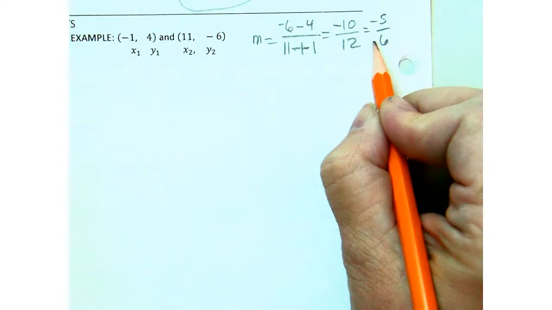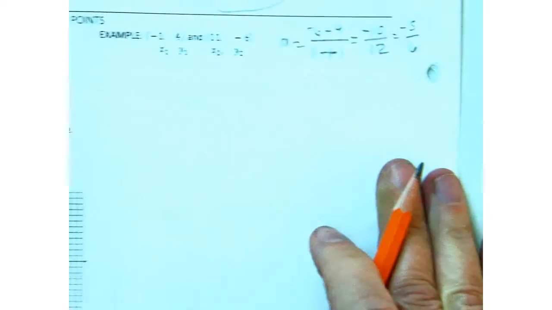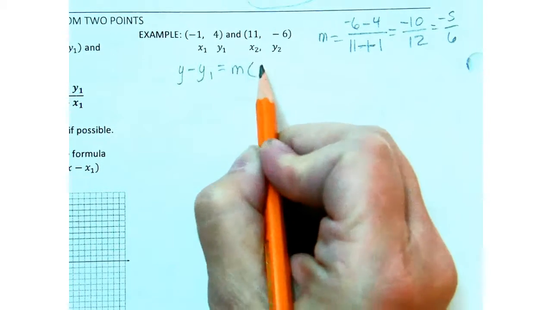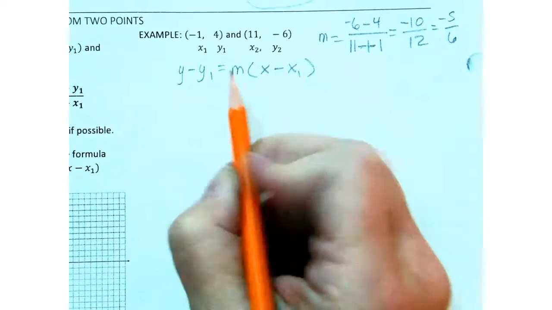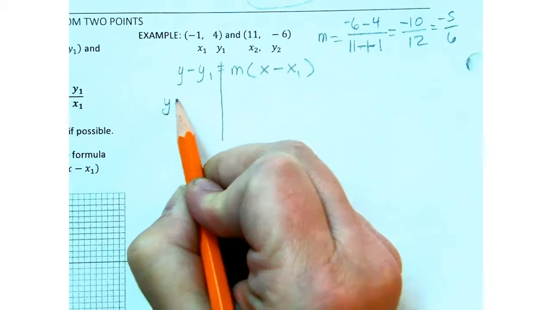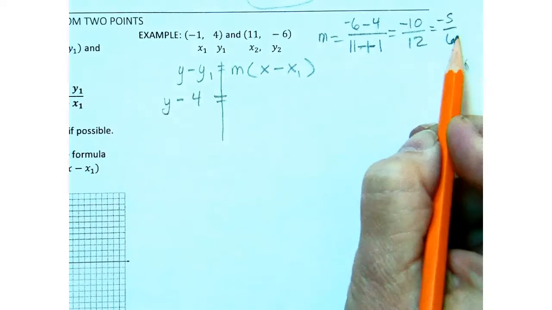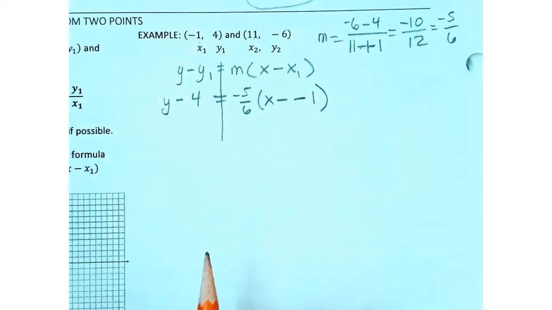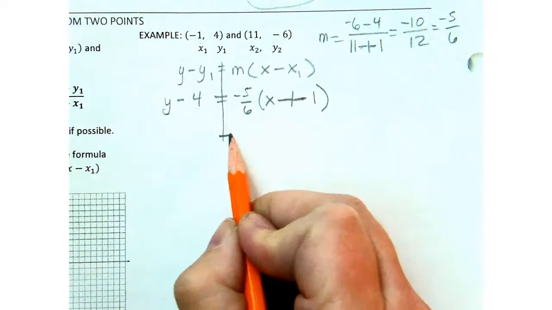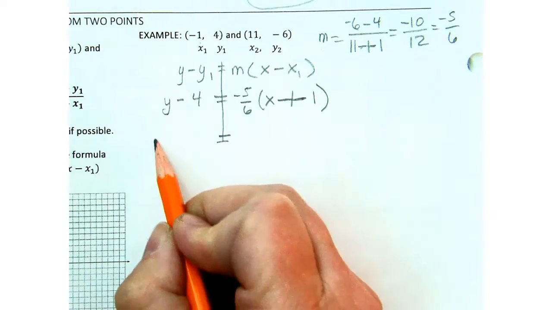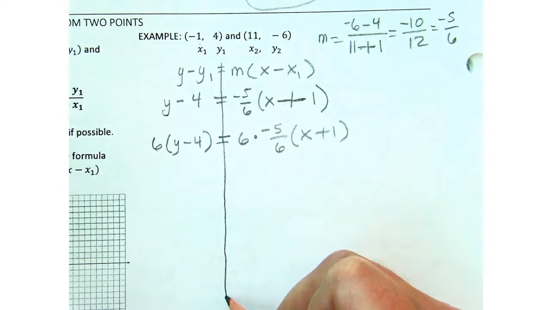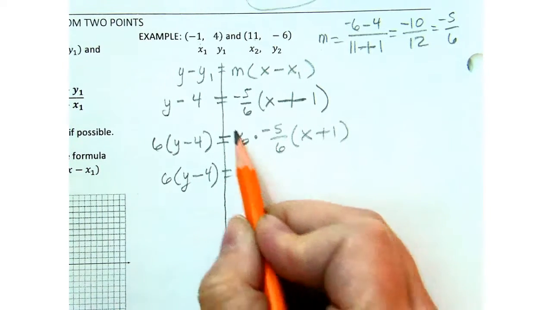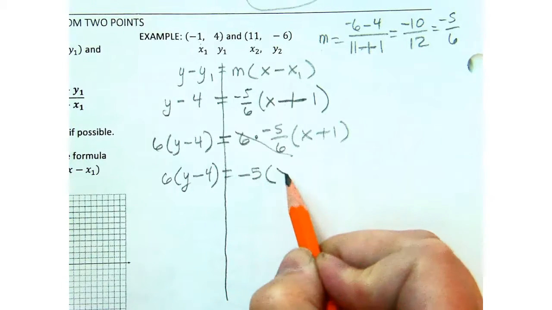We can now use this slope and one of the points to fill in the point-slope form of the equation. Y minus y1 equals m times x minus x1. I will use the first point to fill in the equation. Y minus 4 equals negative 5/6 times x minus negative 1. Convert the double negative to a positive. Now multiply both sides of the equation by 6. This will cancel the denominator 6 out of the equation, leaving us with 6 times y minus 4 equals negative 5 times x plus 1.